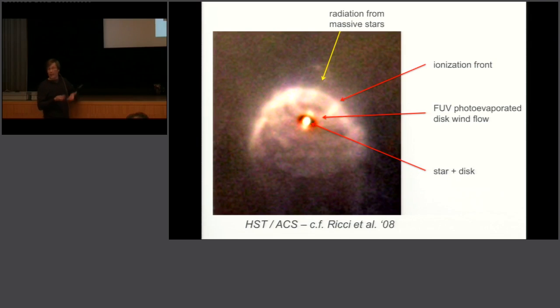So this is an example of external photoevaporation. A similar sort of flow without the external ionization would presumably take place if we had radiation from the central source, which was doing the photoevaporation rather than from an external source.